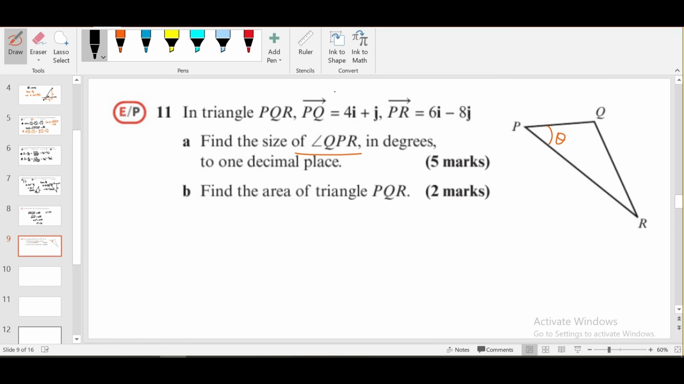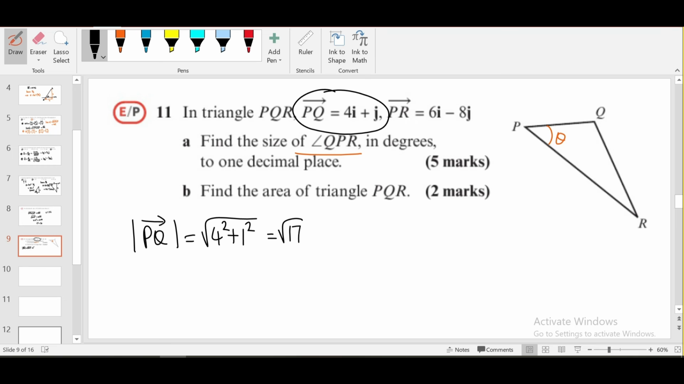We are given the vector PQ, so we can find the length of the vector, right? Which is modulus PQ is square root of 4 squared plus 1 squared, square root of 17. That's the length of PQ. And we can find the length of PR vector, right? Which is square root of 6 squared plus minus 8 whole squared. You will get 36 plus 64, 100. Square root of 100 is 10. PR is 10.